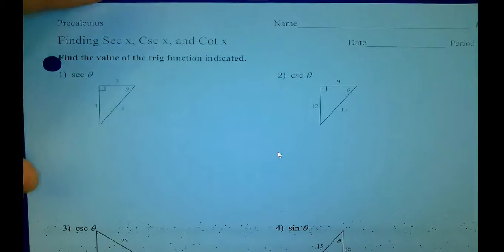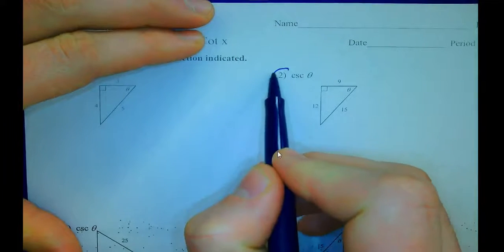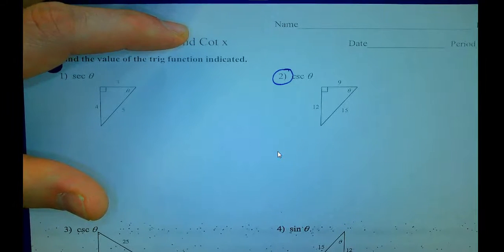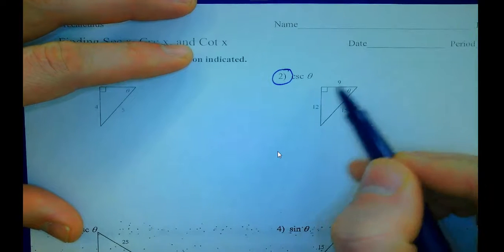Alright, so here are some examples of reciprocal trig functions, that's secant, cosecant, and cotangent. I'm going to run through number 2. This is one we did in class already, but I'm just going to run through it so you can understand the process. So in this right triangle, we have all three sides, okay?